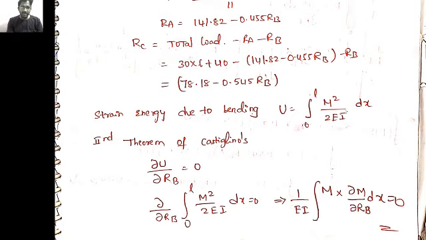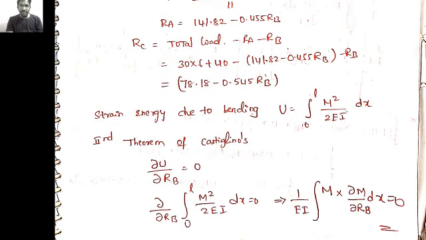Take M square, treat M square as x square. What do you get? 2M, and the 2 gets cancelled. Finally we got M. But here we are differentiating with respect to RB, not M. That's why again you have to multiply by dou M by dou RB. So finally my equation will be 1 by EI integral 0 to L of M into dou M by dou RB into dx is equal to 0. This is the final equation we have to apply.